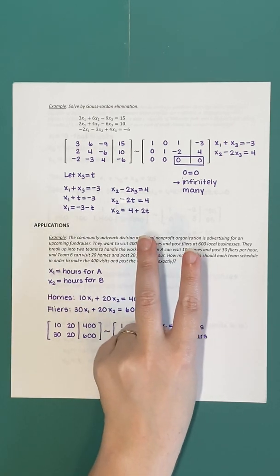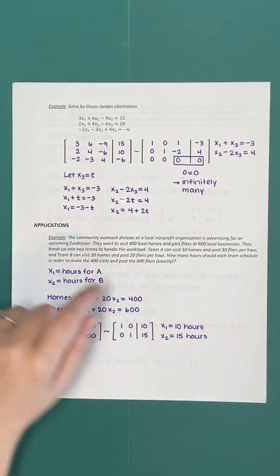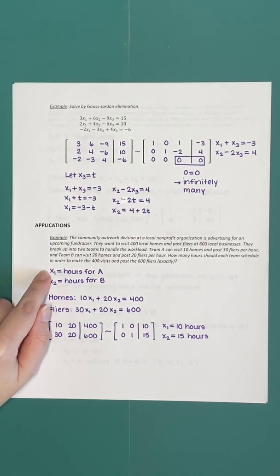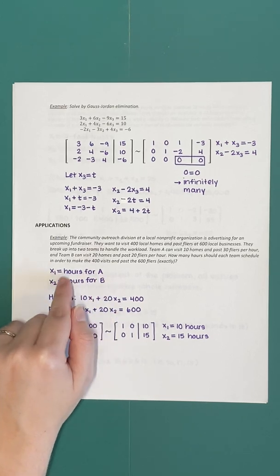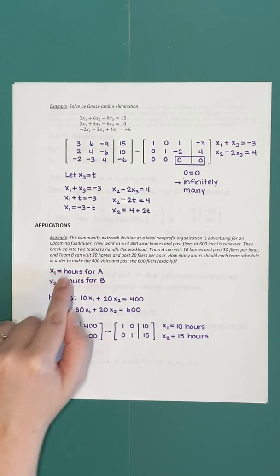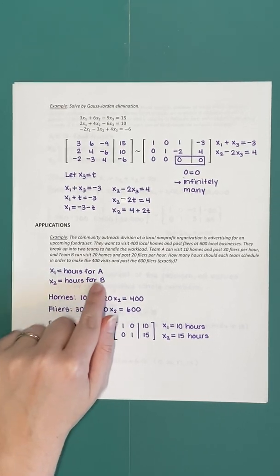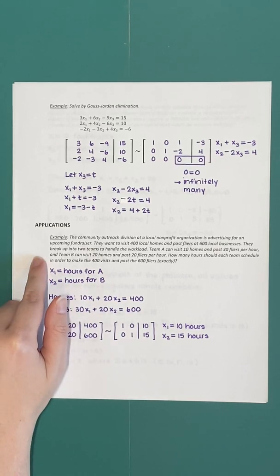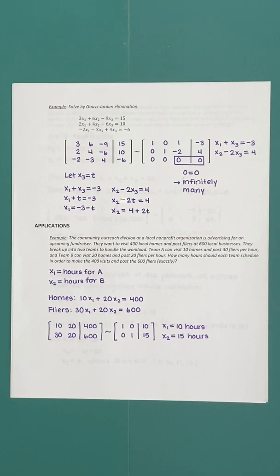We have 2 teams, which means we need 2 variables. So we can pick x and y, or maybe x1 and x2. We're going to let x1 be the number of hours that we need to assign for team A, and we're going to let x2 be the number of hours that we need to assign for team B. Based on these variables, we now need to write our 2 equations. We know there are 2 equations because there are 2 variables.